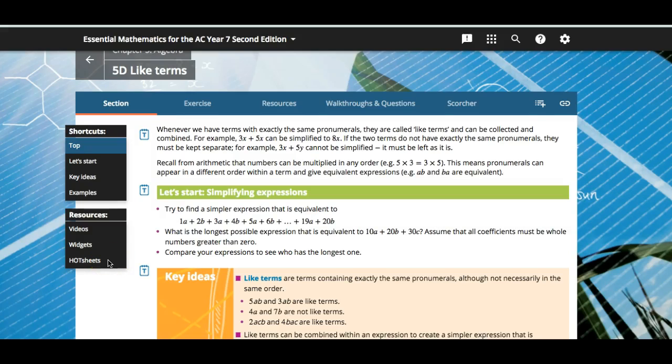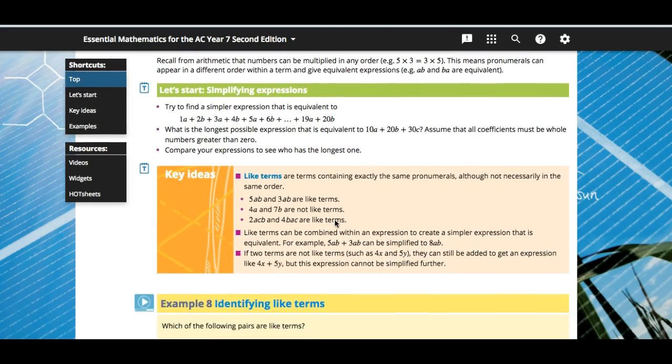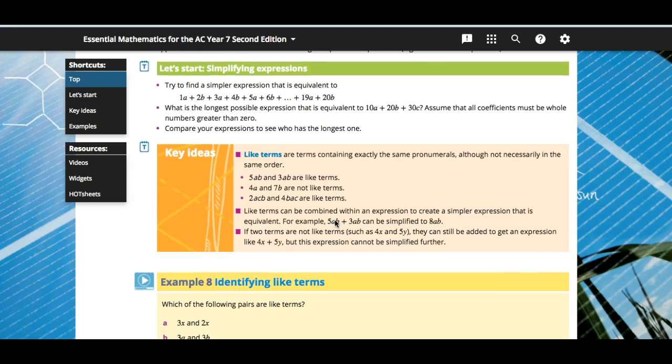All right, in this video we're going to look at like terms. I briefly, very briefly explained what like terms were when we did 5A. But if you haven't done so already, you should have these key ideas in your bound reference. A like term is a term, or two or more terms, that have the same pronumeral part. That means they have the same letter.